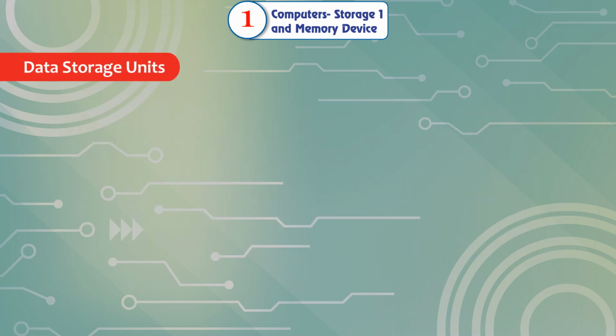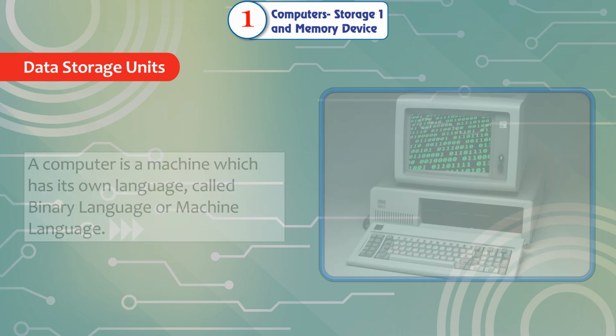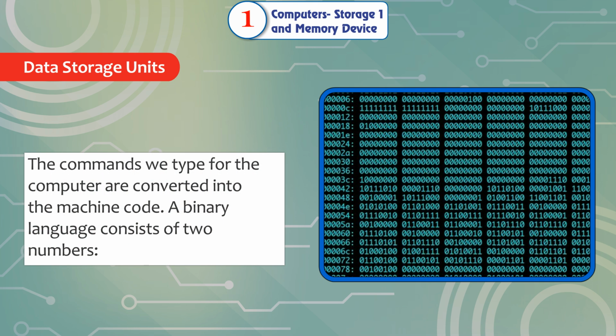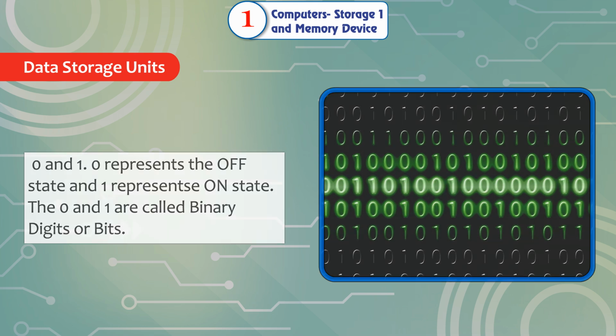Data storage units. A computer is a machine which has its own language called binary language or machine language. The commands we type for the computer are converted into the machine code. A binary language consists of two numbers, 0 and 1. 0 represents the OFF state and 1 represents the ON state. The 0 and 1 are called binary digits or bits.